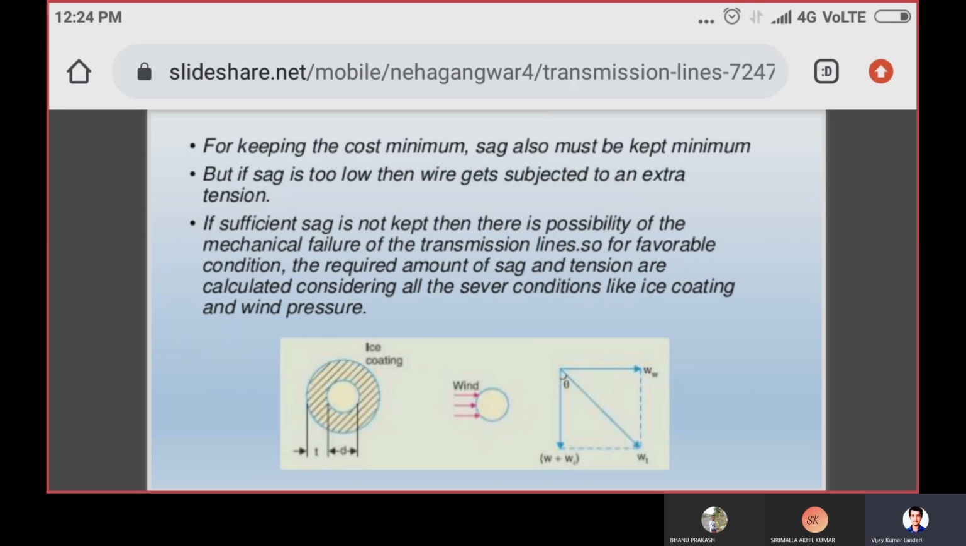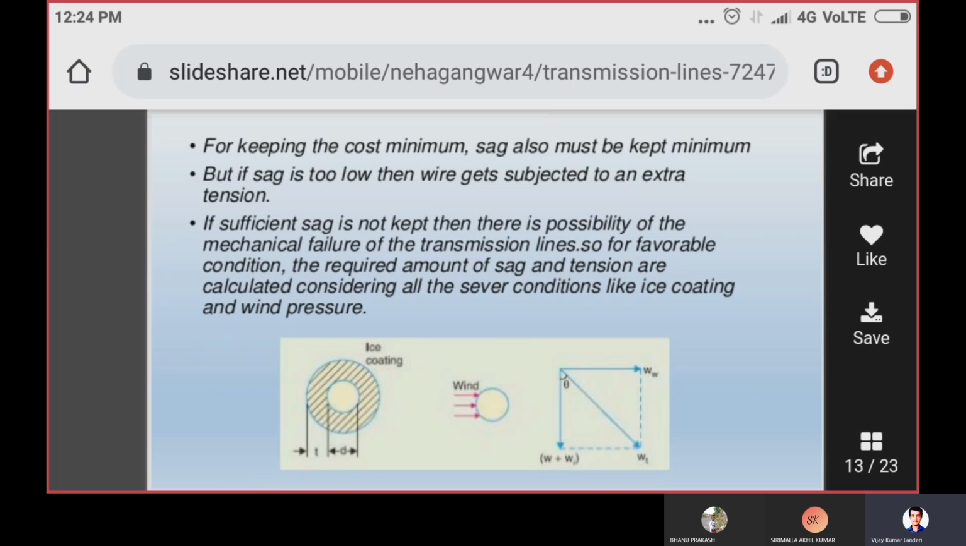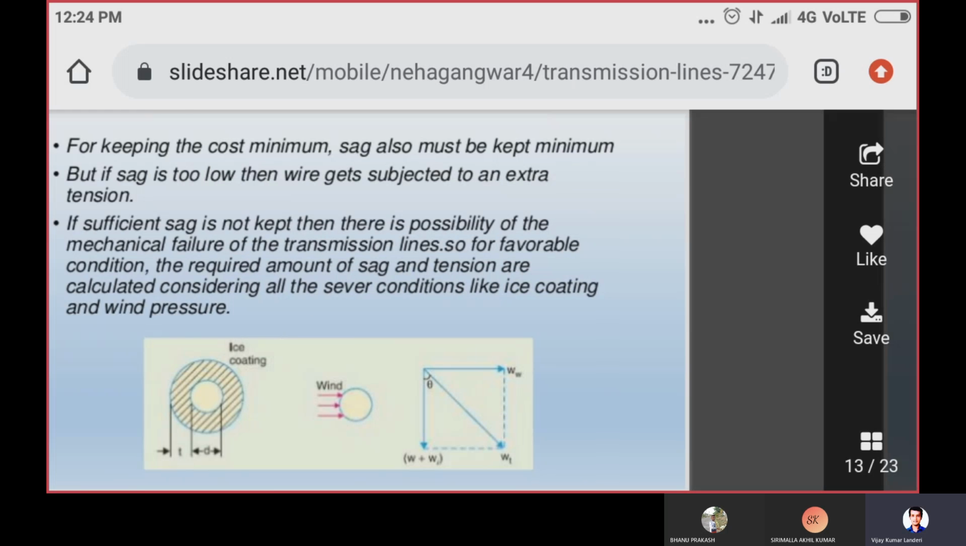So for favorable conditions, the required amount of sag and tension are calculated considering all the severe conditions like ice coating and wind pressure. So what exactly the sag value should be has to be calculated by considering all the conditions like ice coating as well as wind pressure. Considering all these things, we need to design the sag value.